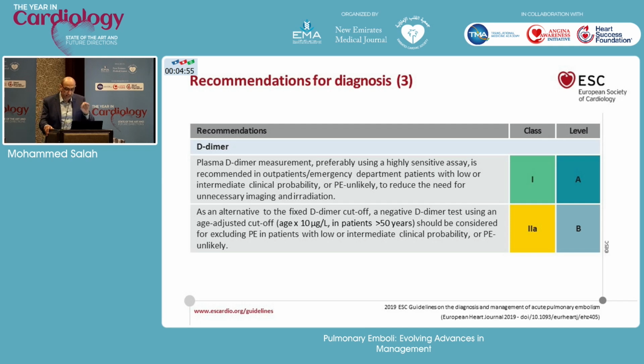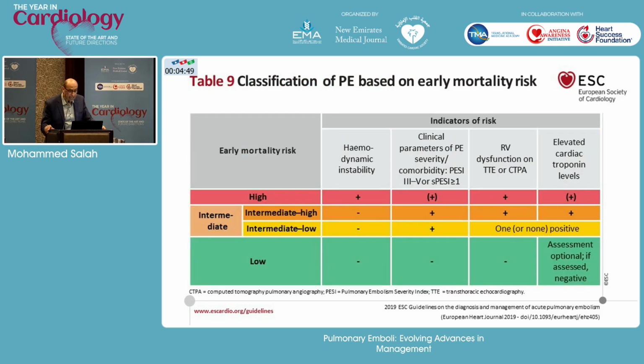Probably using a high sensitivity assay, and it is easy. It is recommended in outpatient or in the emergency department. Again, this is the classification of pulmonary embolism at the latest guideline on early mortality risk. High is upper column high.